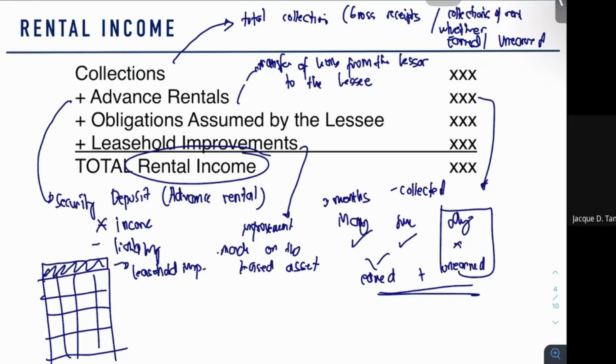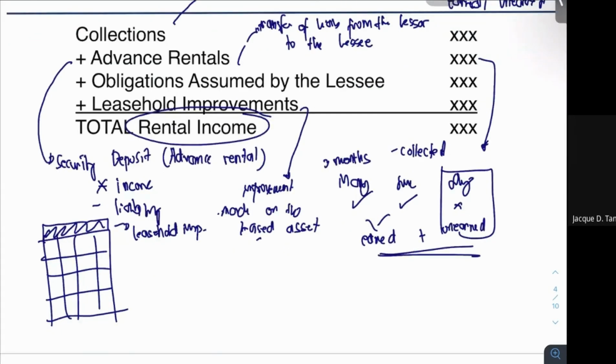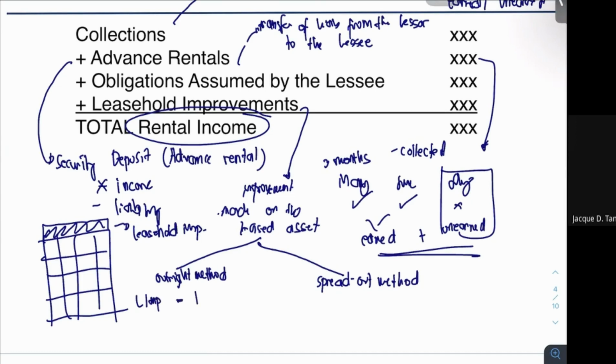Now, how do we account for your leasehold improvement? You account for it in 2 ways. So we can tax it in 2 ways. The 2 ways to tax it are either the outright method or the spread out method. So in the outright method, the leasehold improvement will be included as income as a whole. Okay? The leasehold improvement will be considered as income as a whole.